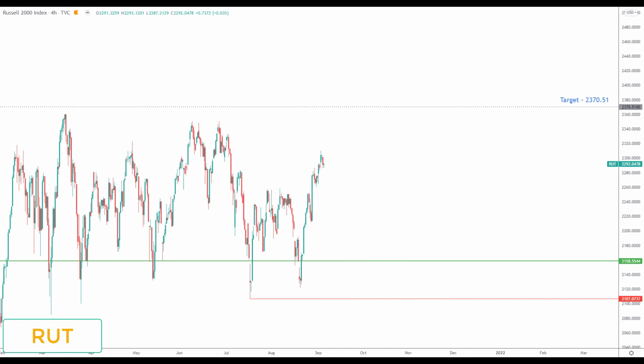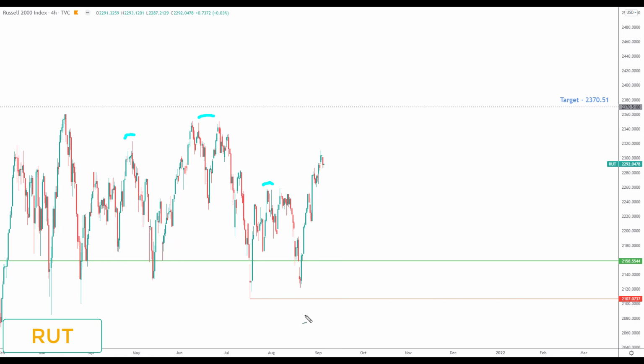Next is the Russell. Now, in previous videos, I highlighted the fact that the Russell tends to lead markets like the S&P 500 because of its cyclical nature. It's made up of more cyclical small cap stocks. And I noted in previous videos that we were forming a head and shoulders, which would be confirmed on a break below this level down here at the 2107.